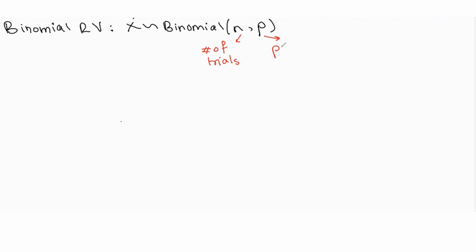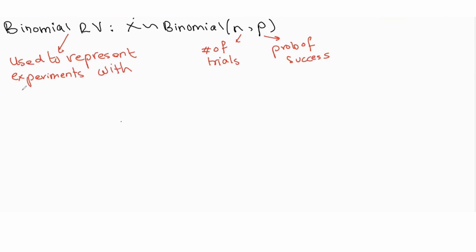And p represents the probability of success, as in a binomial random variable, we have a constant probability of success in each trial. So the idea is that a binomial random variable is used to represent experiments with finite independent trials. So this is key. We have to be careful about what sort of experiments we can use it in. With finite independent trials, this is the first condition. You need to have a finite number of independent trials, and n represents that number.